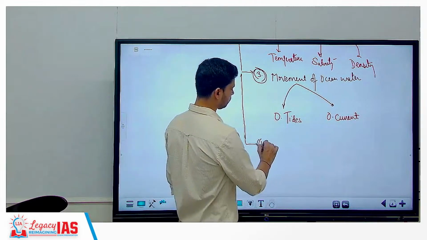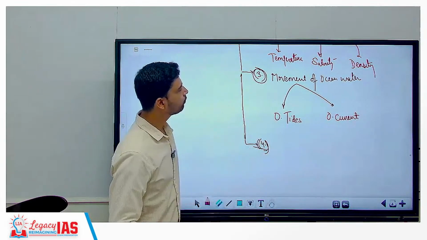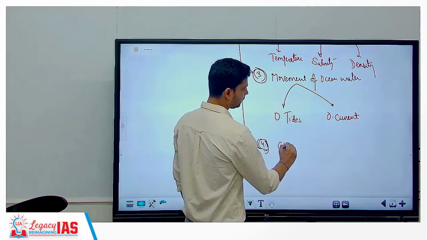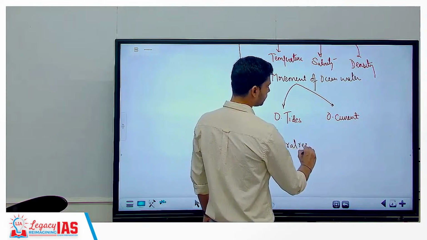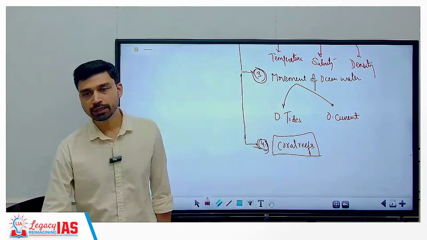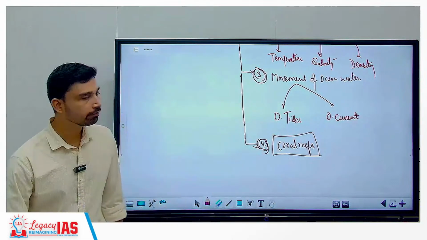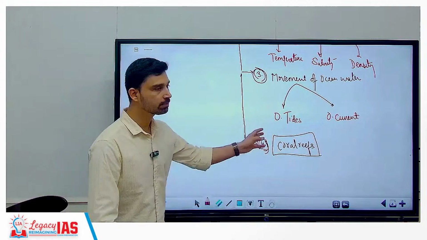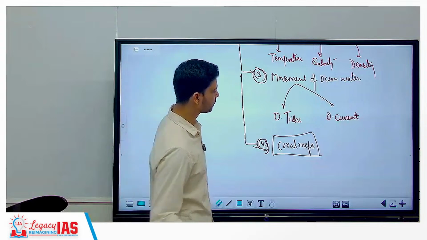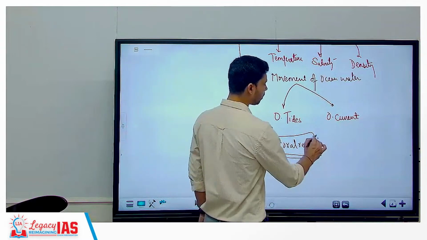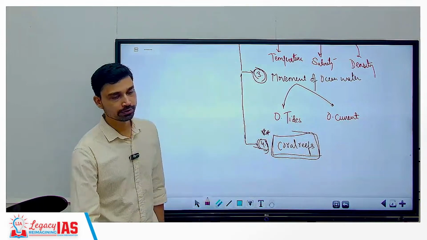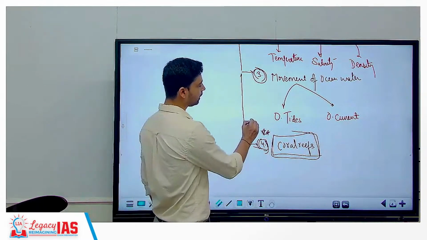Fourth is movement of ocean water, ocean tides, ocean current, and the fourth and last part in oceanography that we have to study is an area which is very relevant from the current affairs perspective also. Most of the questions that have been asked relate to recent research and recent news related to coral reefs. So coral reefs, this is the most important topic that we have to study in oceanography, relevant from current affairs.